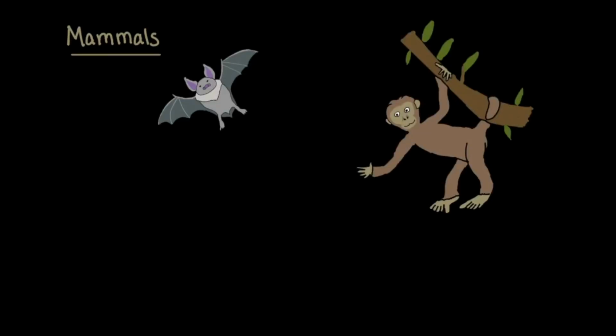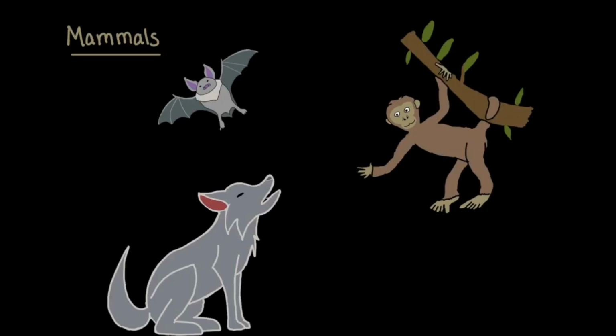Other mammals that made their appearance during the Paleogene were bats, the first primates, canids such as wolves, and rabbits. And with that, we finish our discussion on the Paleogene period.